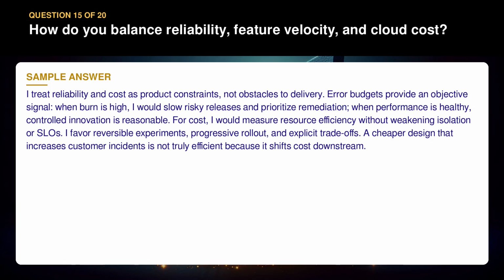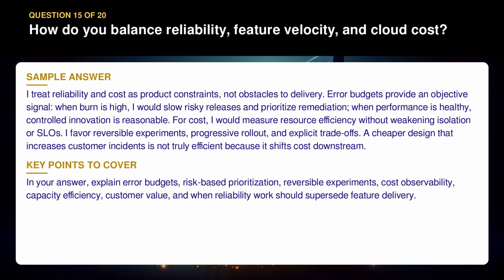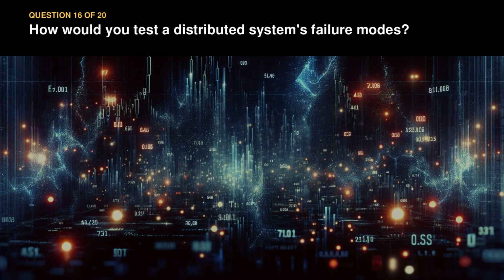For cost, I would measure resource efficiency without weakening isolation or SLOs. I favor reversible experiments, progressive rollout, and explicit trade-offs. A cheaper design that increases customer incidents is not truly efficient because it shifts cost downstream. In your answer, explain error budgets, risk-based prioritization, reversible experiments, cost observability, capacity efficiency, customer value, and when reliability work should supersede feature delivery. Question 16.